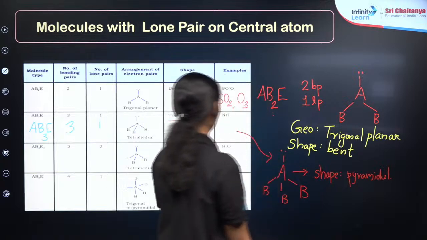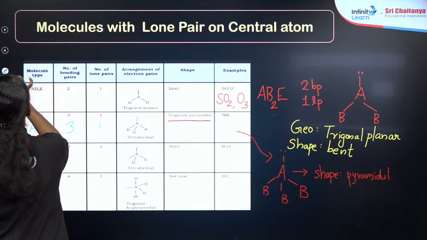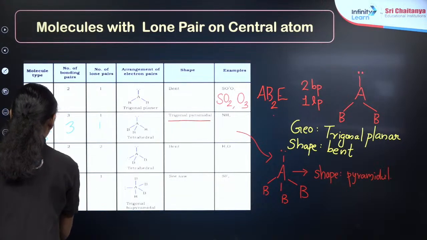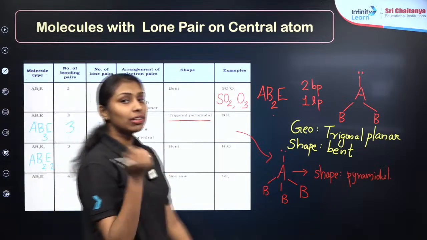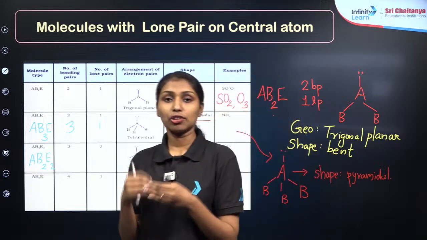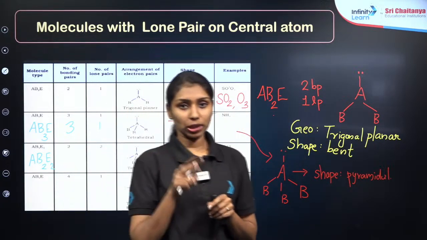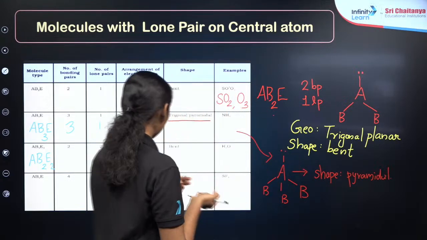For example, the ammonia molecule. The next case is AB2E2, right? AB2E2, which means 2 bond pairs and 2 lone pairs. Whenever we consider the water molecule or any other such molecule, we will feel that it will be a tetrahedral structure, but it must contain 2 lone pairs, right? Because of the presence of those lone pairs, it will show a bent type structure, right?